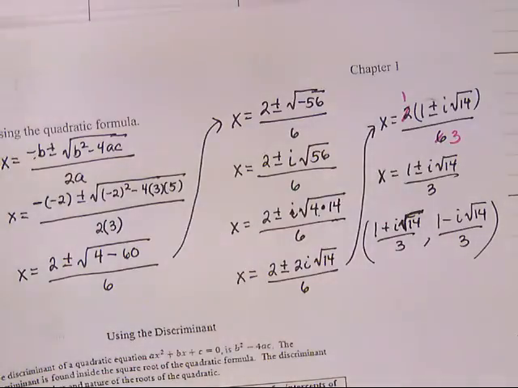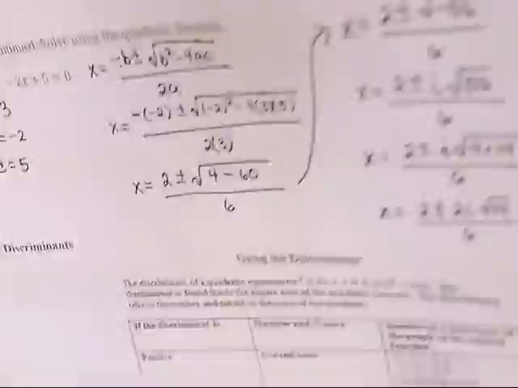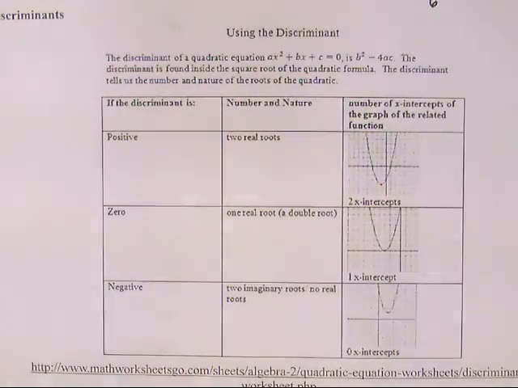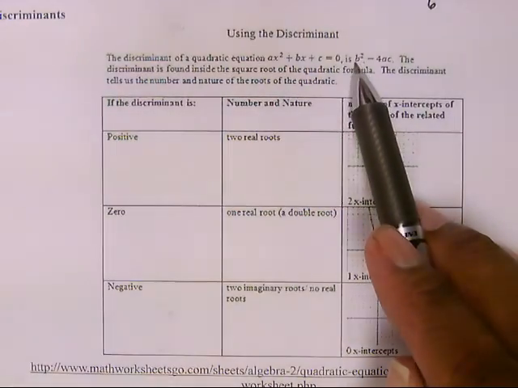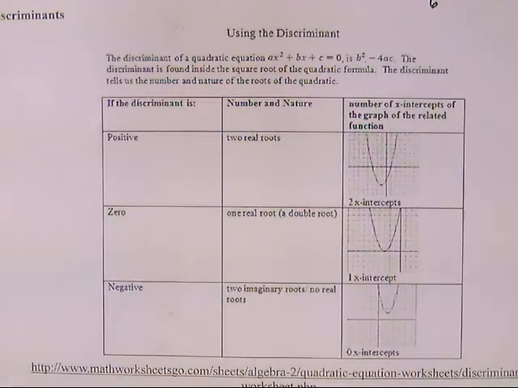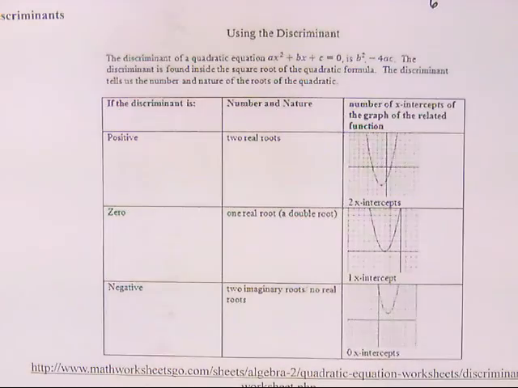So that's how we use the quadratic formula to solve quadratic equations here. Alright, the last thing in that section is discriminants. The discriminant of a quadratic equation, ax squared plus bx plus c equal to 0, is this expression right here, b squared minus 4ac. The discriminant is found inside the square root of the quadratic formula. And what the discriminant does, it tells us the number and nature of the roots of the quadratic.